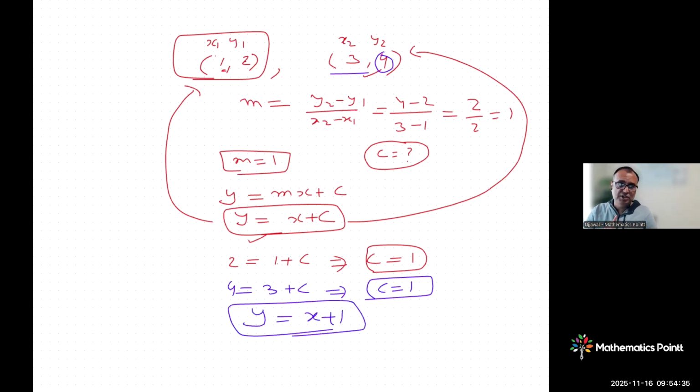But there's one more trick that I wanted to tell you from here in case you've used this. All right. Let's go to the next page. I'm giving the same points again. 1 comma 2 and 3 comma 4. X1, Y1, X2, Y2. Now I'm going to use a different way to find the equation of the line.